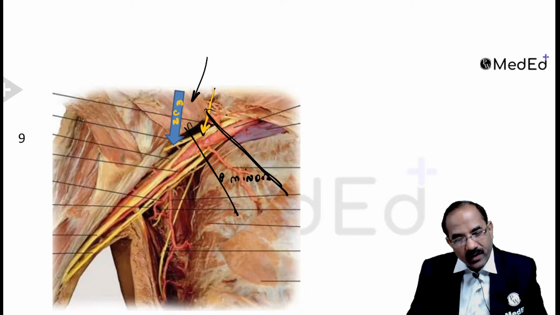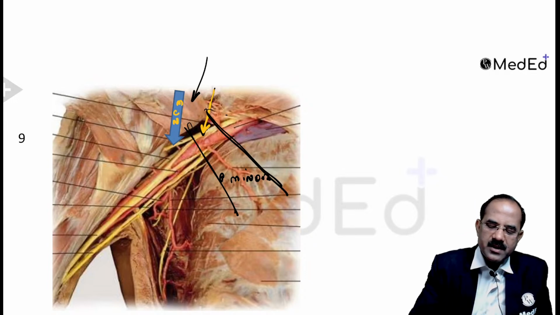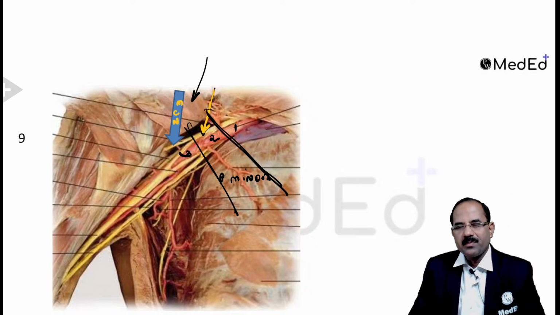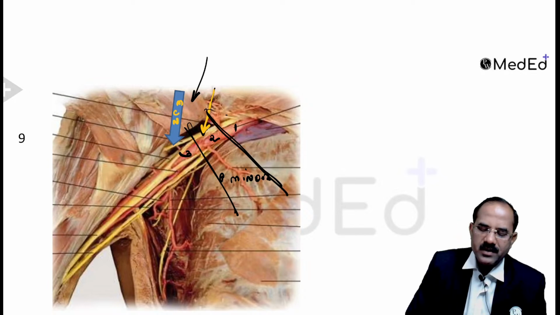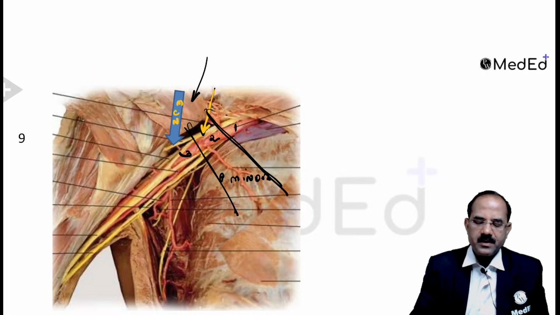Pectoralis minor divides the axillary artery into three parts. You know this. Which is this part? That's the first part. Behind the muscle is the second part, and what's that? Third part. These are the three parts of the axillary artery which are divided by pectoralis minor. Clear? What is this structure? Musculocutaneous nerve.